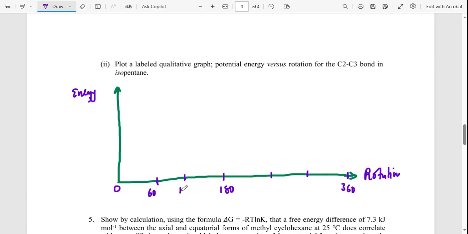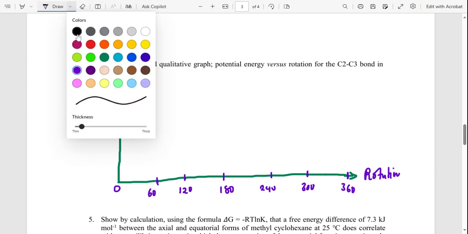60 plus 60, 120. 120 plus 60, 180. 180 plus 60, 240. 240 plus 60, 300. 300 plus 60, 360. Okay.